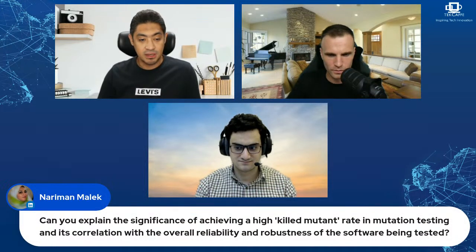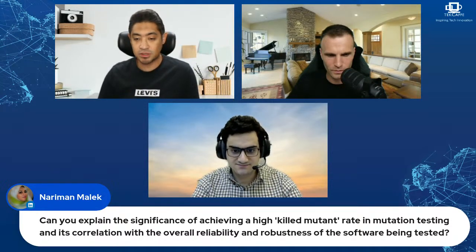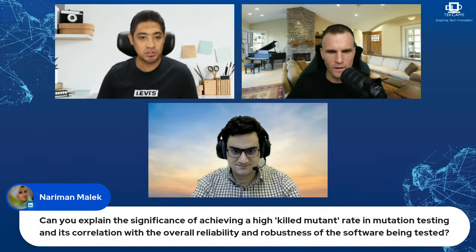Okay, so let's move to a question from Nariman. She's asking, and I like this question, can you explain the significance of achieving a high killed mutant rate in mutation testing and its correlation with the overall reliability and robustness of the software being tested? I'm waiting for your answer, Daniel. That's a good question.